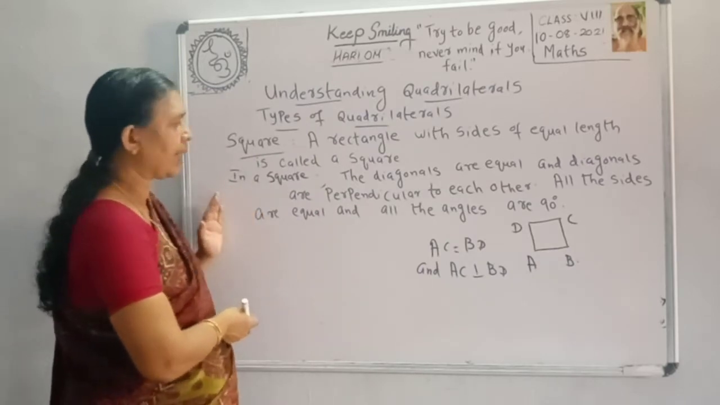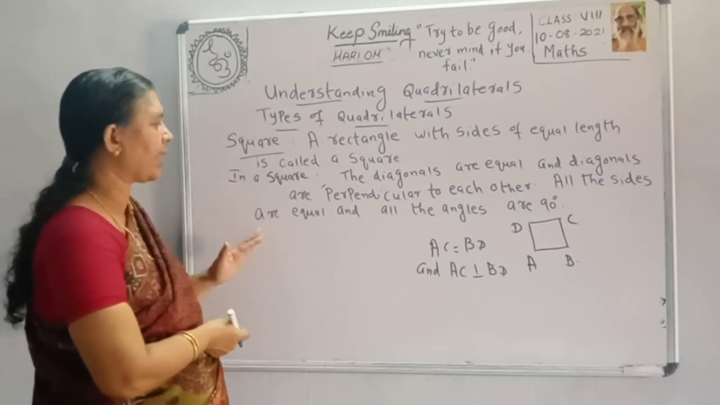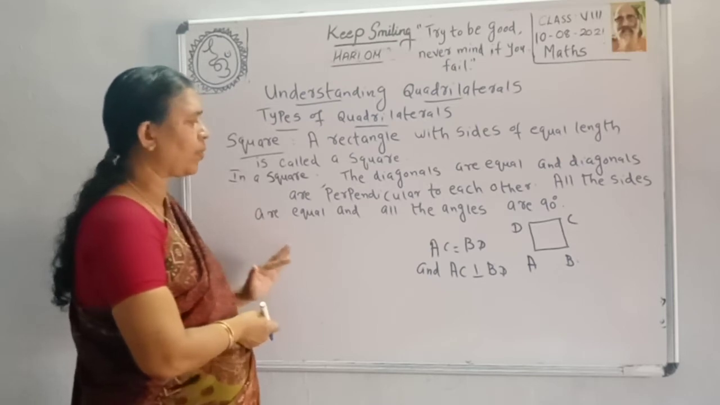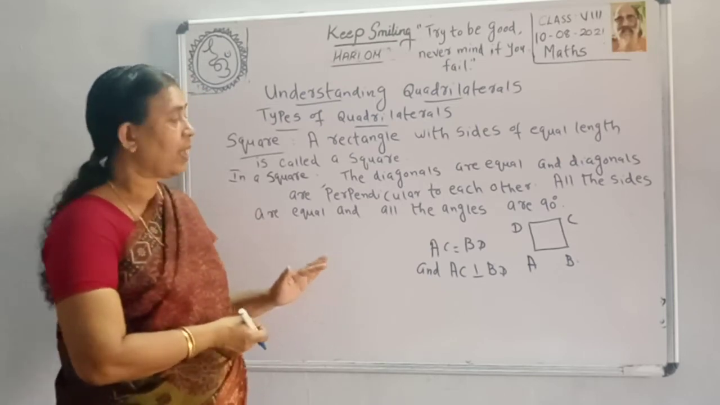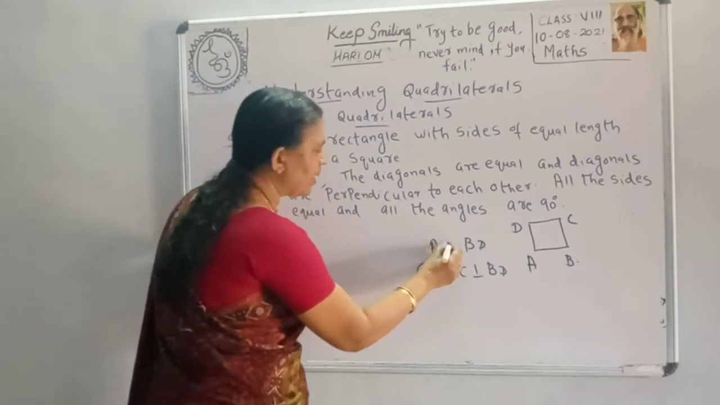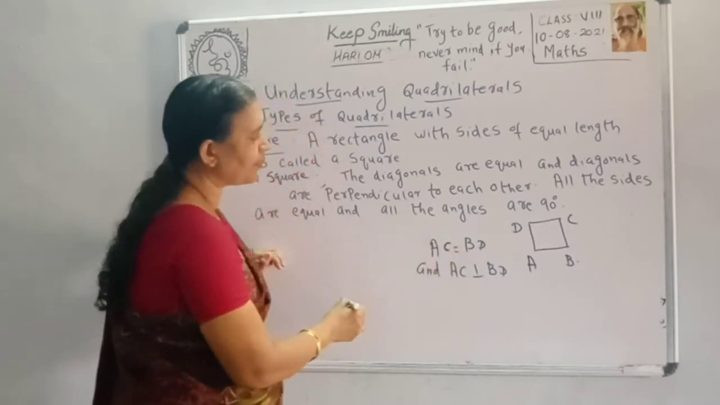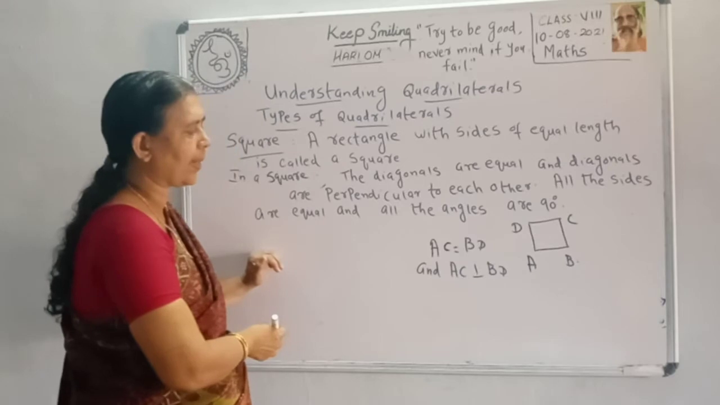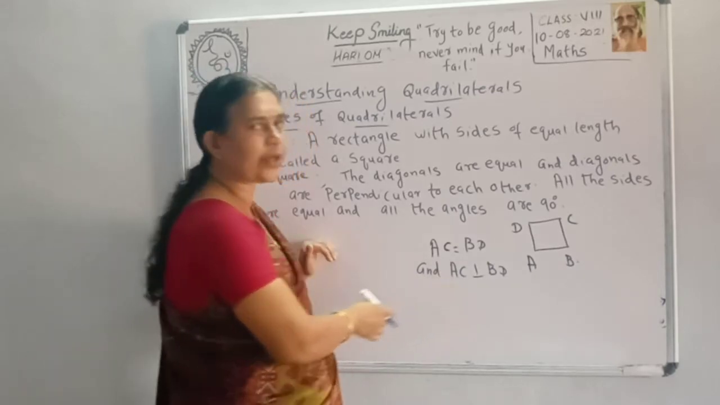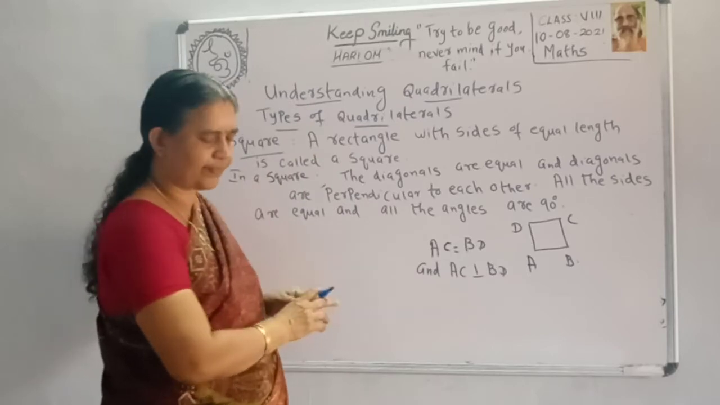In a square, the diagonals are equal and the diagonals are perpendicular to each other. All the sides are equal and all the angles are 90 degrees also. Therefore, here AC is equal to BD, and the diagonals are perpendicular to each other, that is, AC is perpendicular to BD.